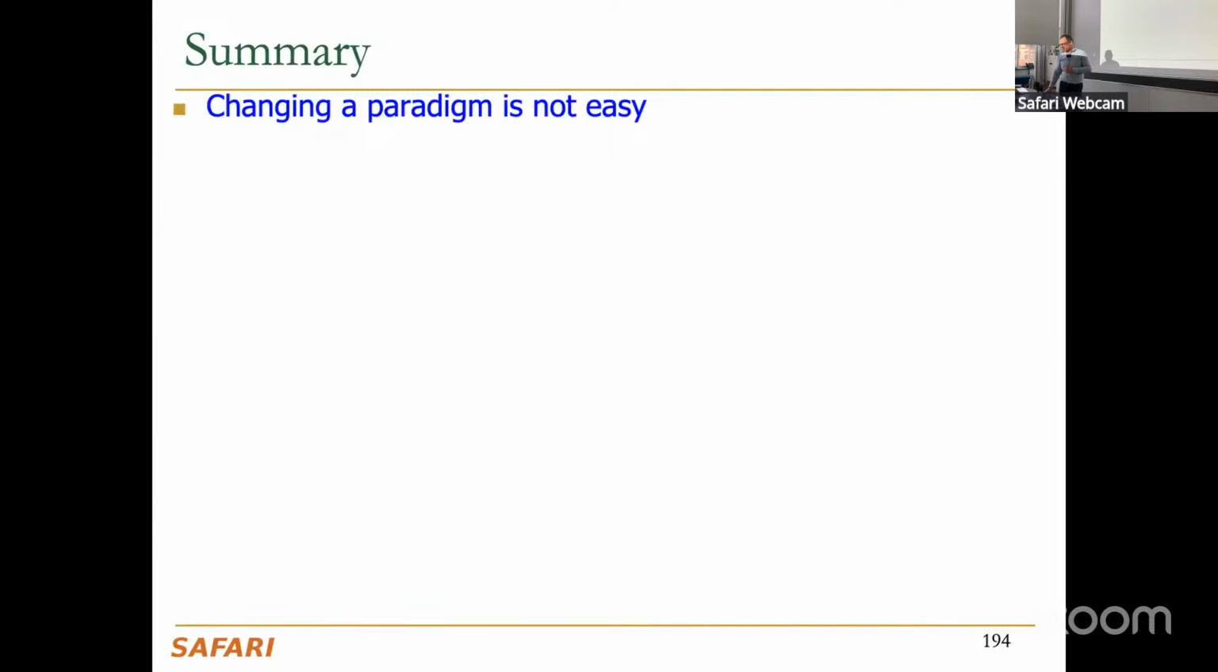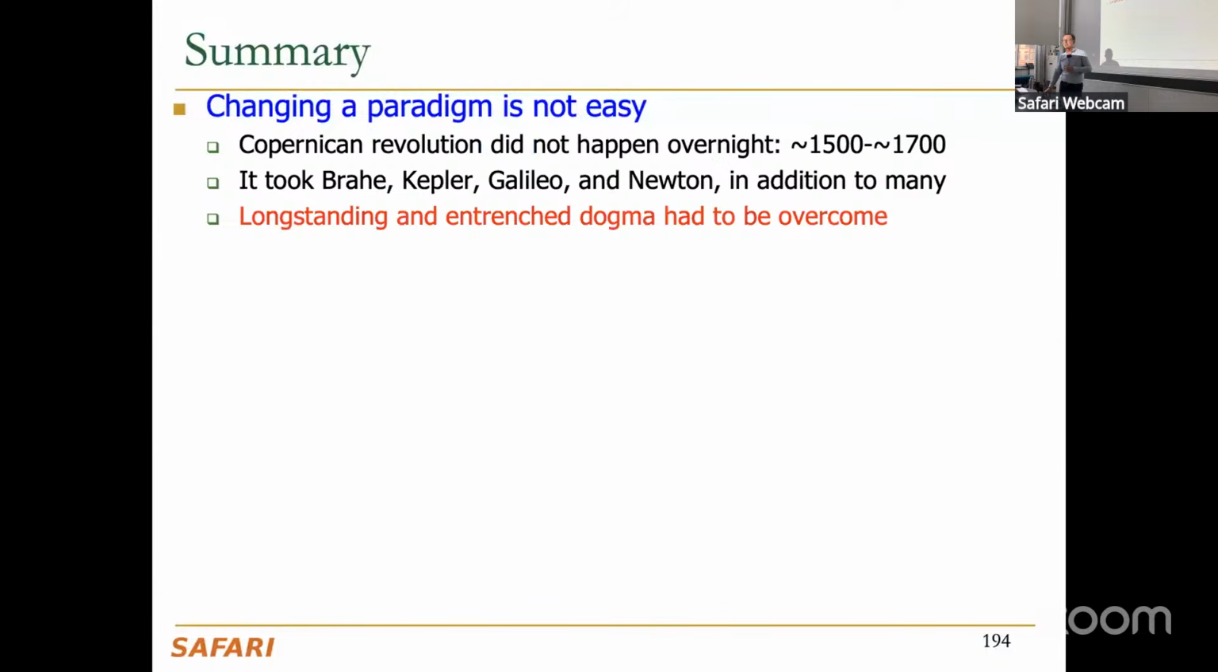Okay, so let me summarize. I think changing a paradigm is not easy, and that's what we're trying to do with processing in memory. People tried to change the paradigm. I think I have given this analogy before: the Copernican revolution did not happen overnight. It took 200 years or so, maybe more. It took a lot of bright minds, actually.